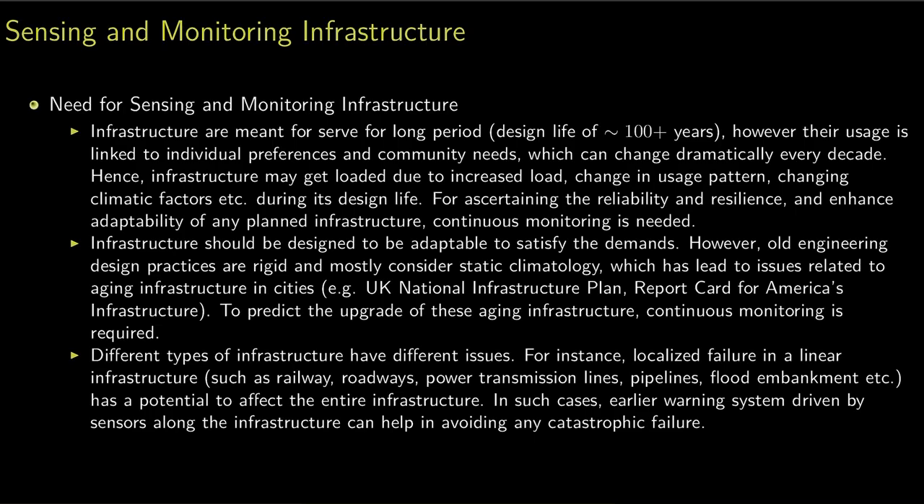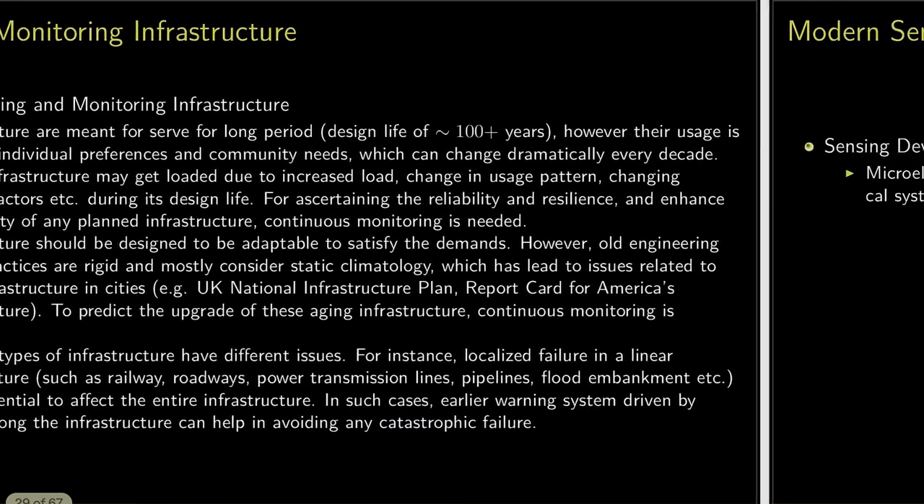Different types of infrastructure have different issues. For instance, localized failure in a linear infrastructure such as railway, roadway, power transmission lines, pipelines, flood embankment, etc., has the potential to affect the entire infrastructure. In such cases, early warning system driven by sensors along the infrastructure can help in avoiding any catastrophic failure.